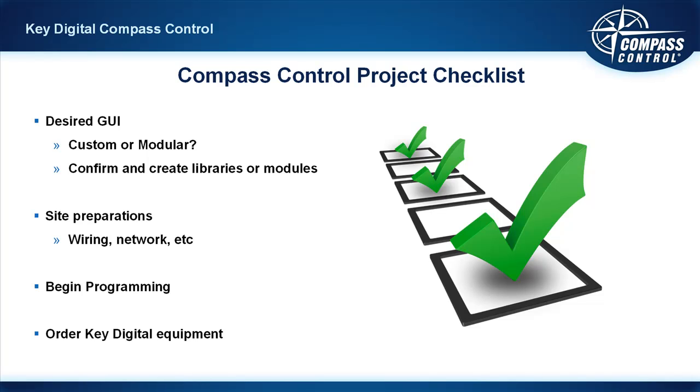You've sold the system. You know what you're controlling. And you need to make sure that those libraries or code sets are available in the Compass Control software suite, or modules if you're going to be using a modular project. Okay? So we'll confirm and create libraries or modules. Then you need to worry about on-site. Your system design schematic is your map for all of your connectivity, right? But how about your network coverage?